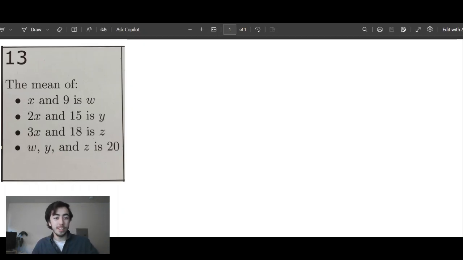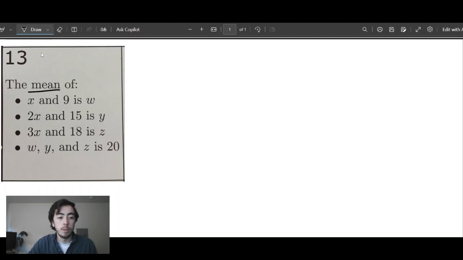Today is April 13th, and we're solving problem 113 from this Daily Epsilon calendar. And the answer is 13. We just need to show why. It looks like we have a lot of different information, 4 bits of information about the mean of various numbers. Ultimately, we need to solve for x and show that x is 13.